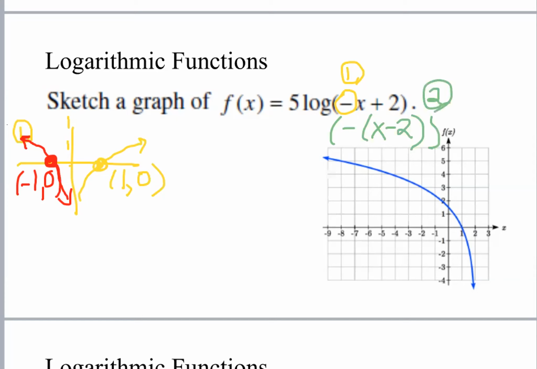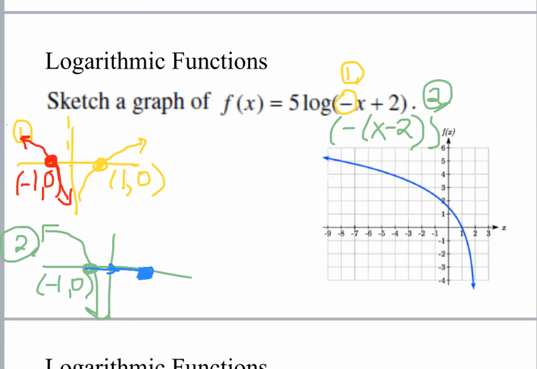So that's part 2. We're now going to take this graph, which was right here at -1, 0, and we're going to move it over 1, 2 units. So now I have this guy. We're back at 1, 0, and our asymptote line is now 2.